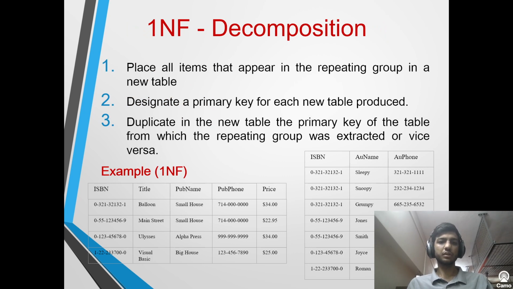Now if you want to convert it into first normal form, we have to take the following steps. Place all items that appear in the repeating group in a new table. Designate a primary key for each new table produced. Duplicate in the new table the primary key of the table from which the repeating group was extracted or vice versa.